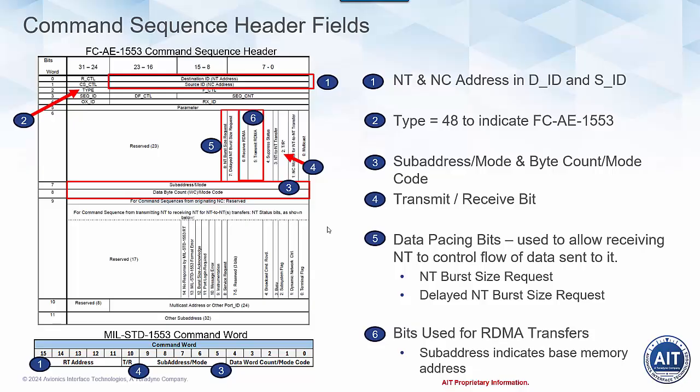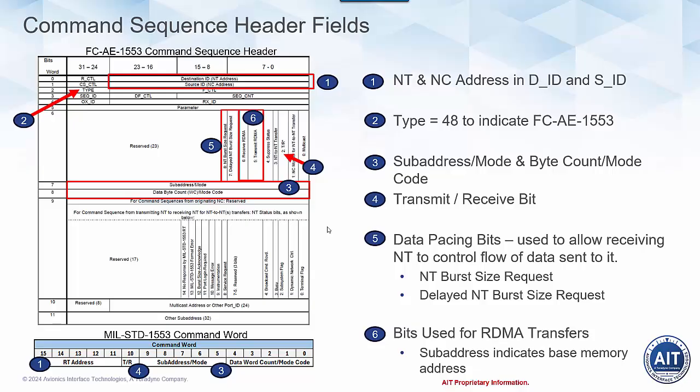With 1553 over Fibre Channel, obviously you can send a much larger stream of data, megabytes of data. So there's a possibility that you have to pace that data. You can't just necessarily send a megabyte stream of data to a network terminal and expect it to be able to buffer and receive all that at once. So there are data pacing bits, NT burst size request and delay NT burst size request bits.